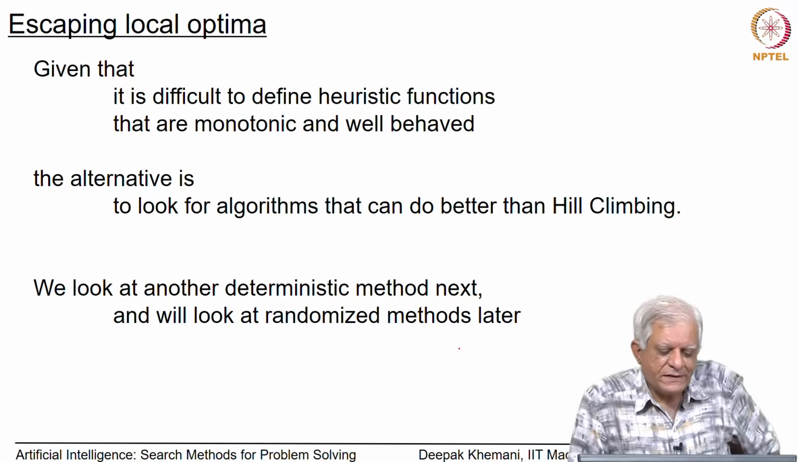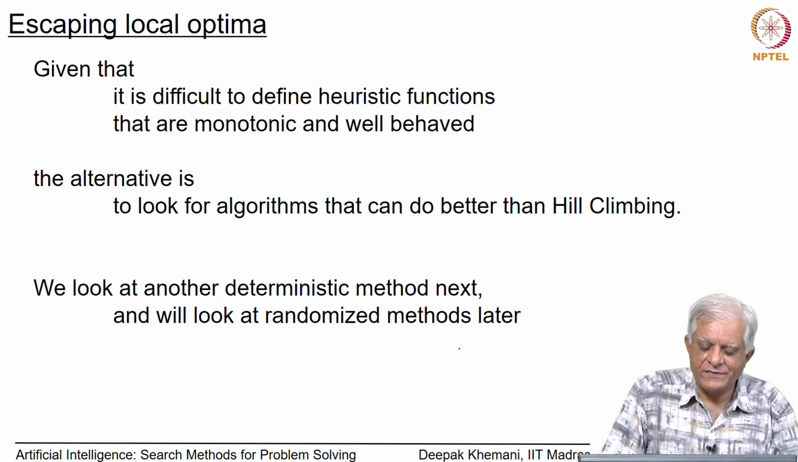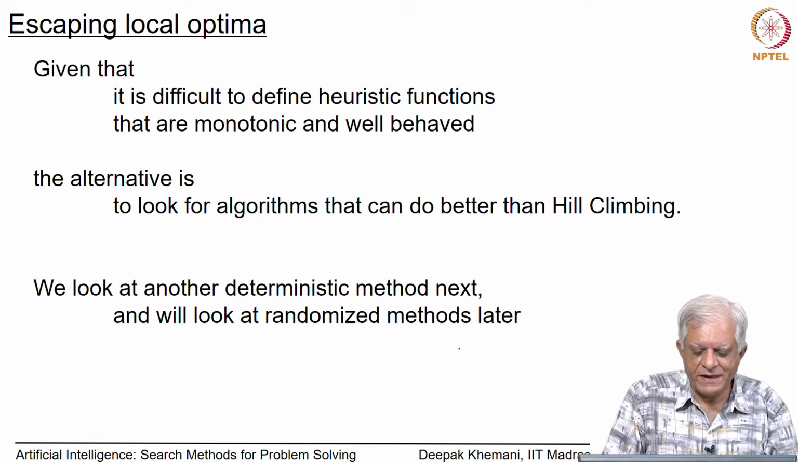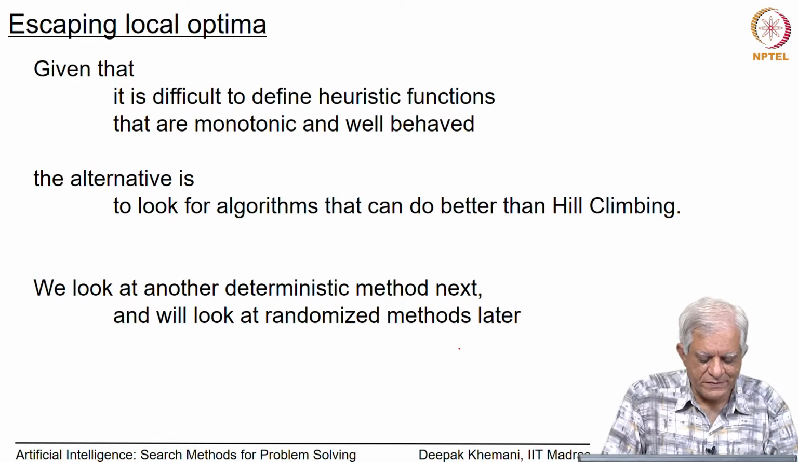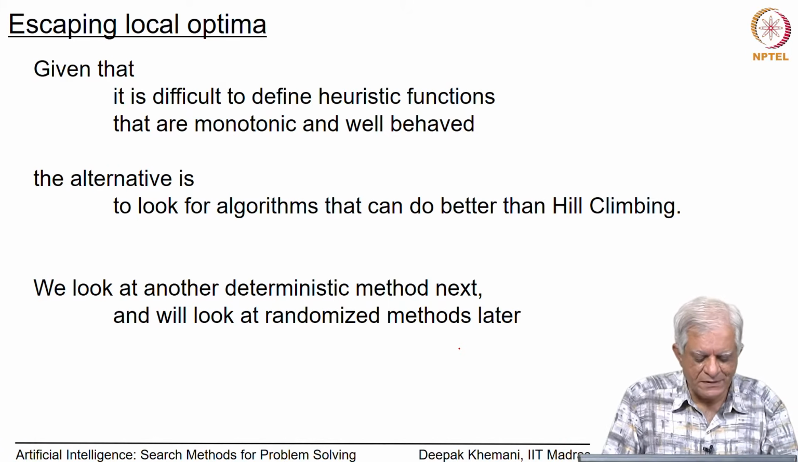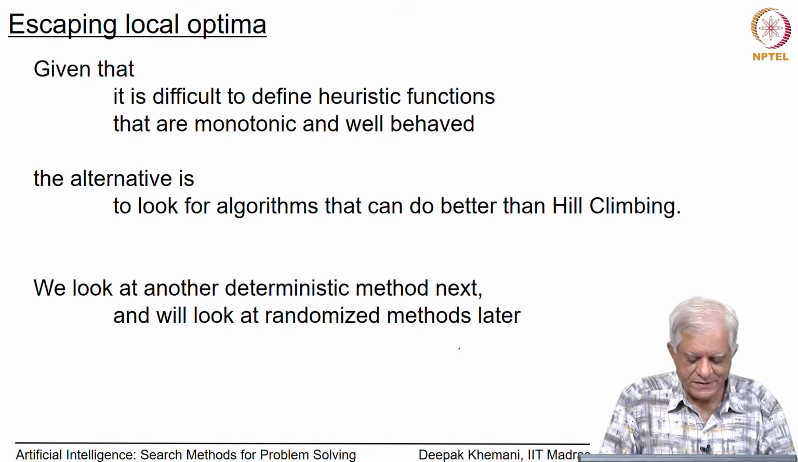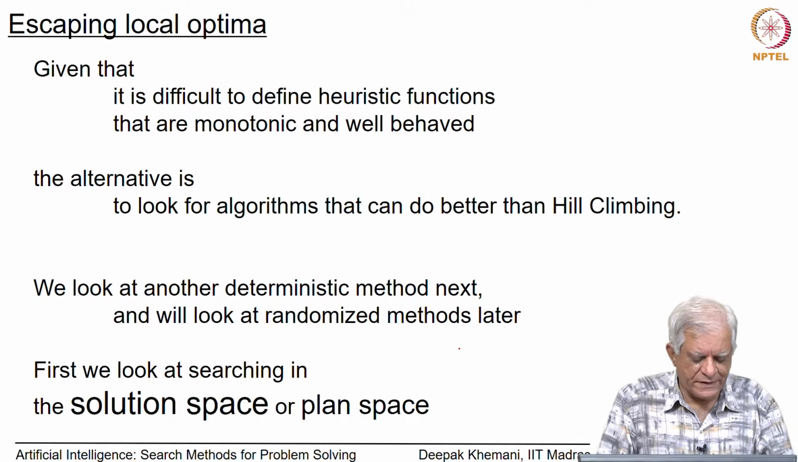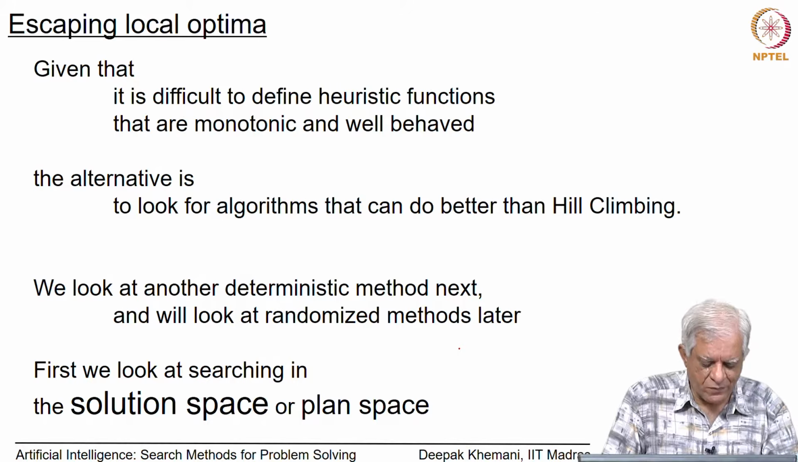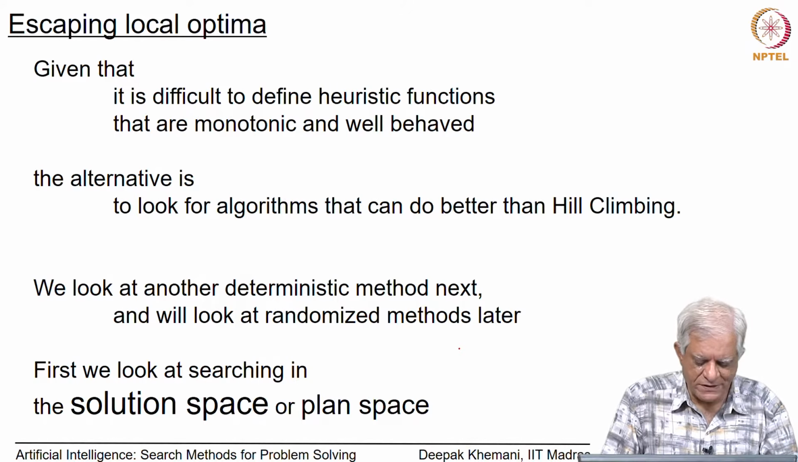So, our goal was that given that it is difficult to define heuristic functions which behave well, which would be nice for algorithms like hill climbing, the alternative is to look for algorithms that can do better than hill climbing. And we look at another deterministic method first. We have already seen a couple, and we will move to randomized methods later. But we also want to introduce this notion of searching in the solution space, or what is also called the plan space.